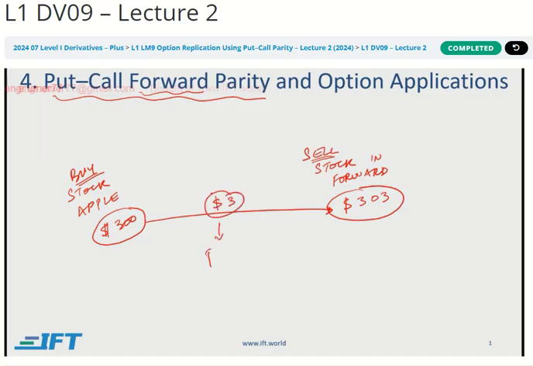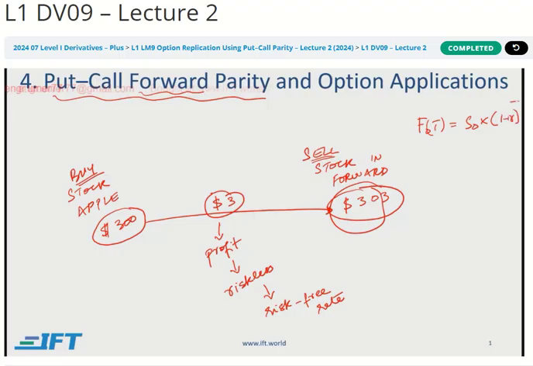So this profit of $3 that we made is a risk-less profit, and therefore the return that we have earned is equal to the risk-free rate. And that is how this pricing of the forward is done as well. If you remember, the forward price is equal to the spot price multiplied by (1 plus r) to the power t, where this r was the risk-free rate.